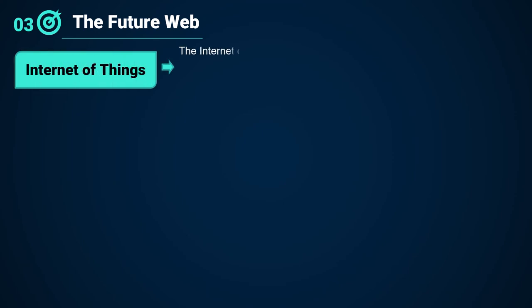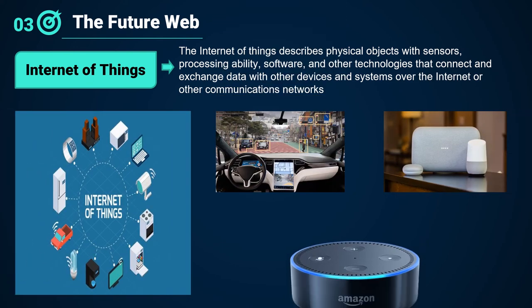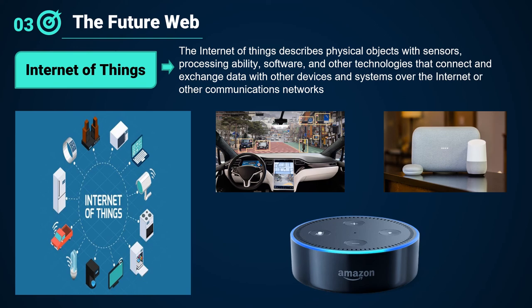Even closer in time is a pervasive web that controls everything from a city's traffic lights and water usage to the lights in your living room to your car's rearview mirror, not to mention managing your calendar and appointments. This is referred to as the Internet of Things, and it is based on billions of internet-connected sensors throughout our physical world. The Internet of Things describes physical objects with sensors, processing ability, software, and other technologies that connect and exchange data with other devices and systems over the internet or other communication networks.